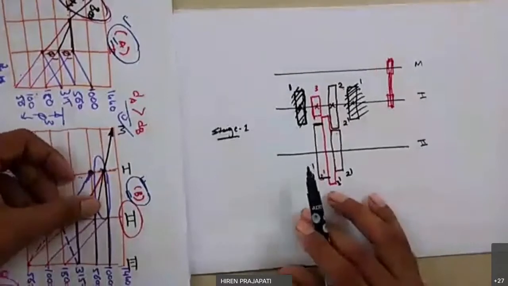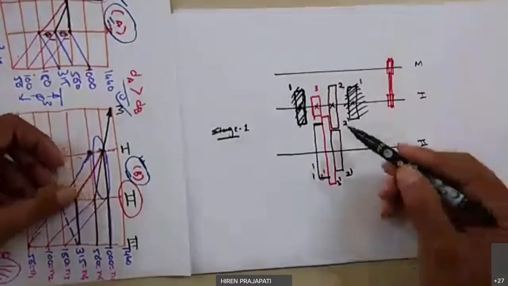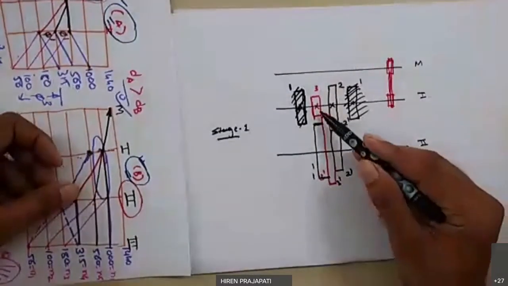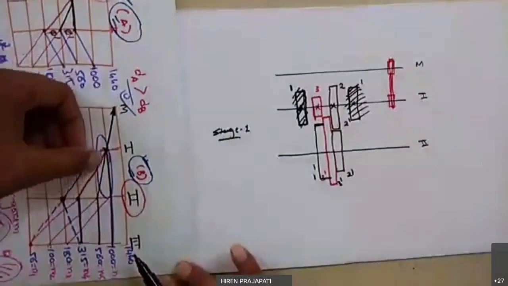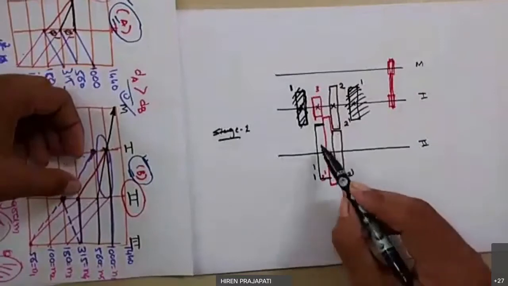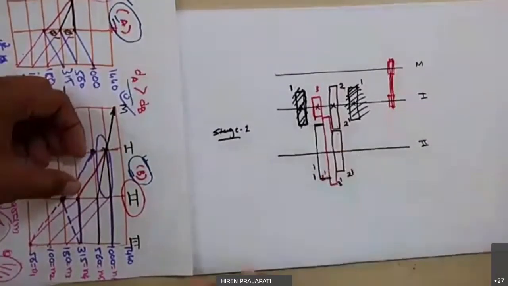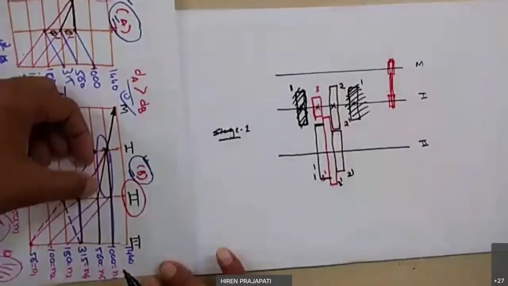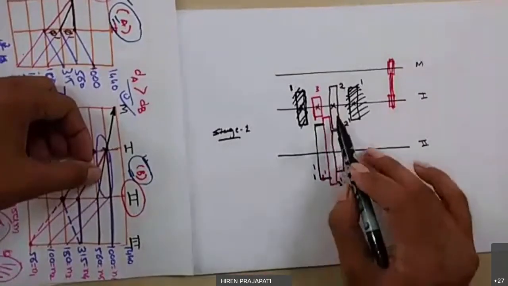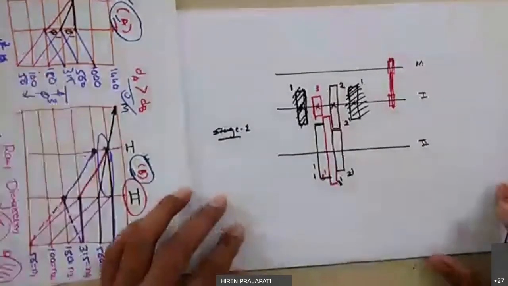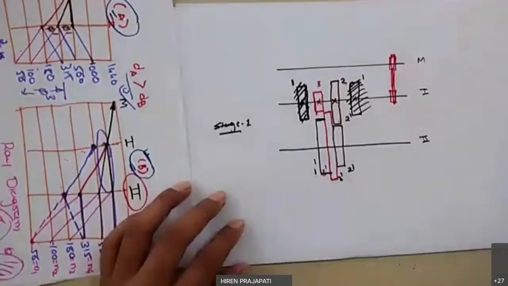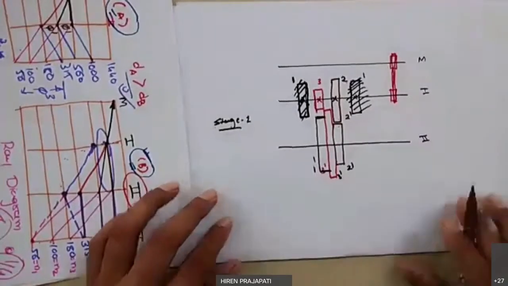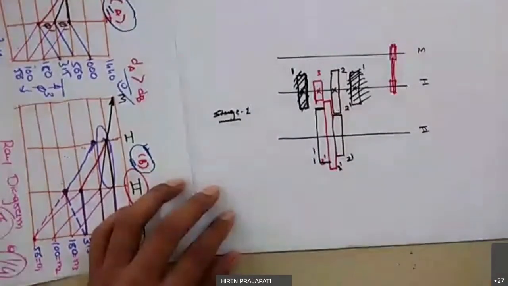Similarly, if we engage 3 and 3 dash, then we get large reduction, right? And now if we engage 1 dash and 1, then we get moderate reduction, meaning it is in between these two speeds. So this is the gearbox arrangement for stage 1. Now let us draw the next stage.